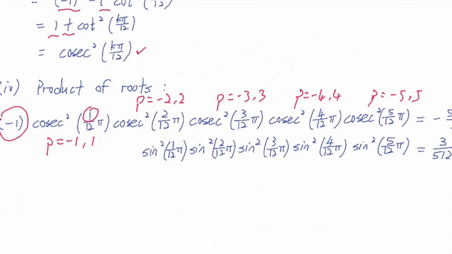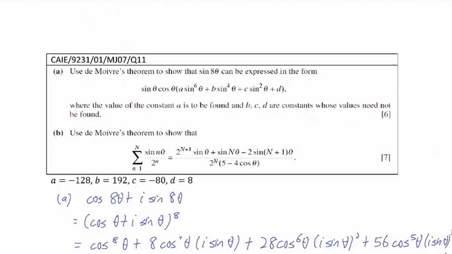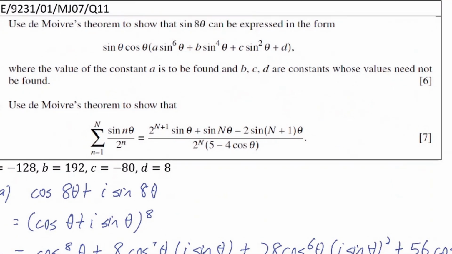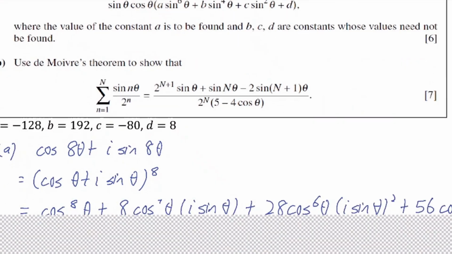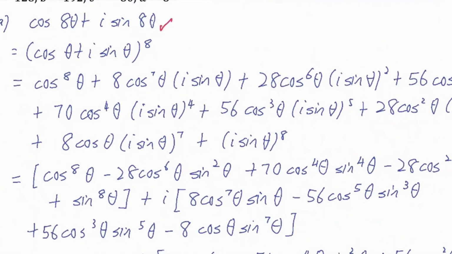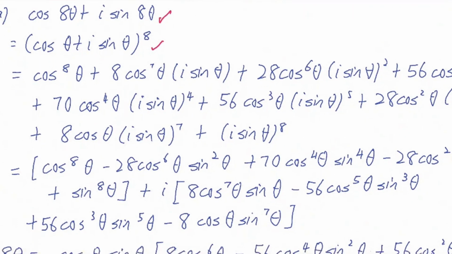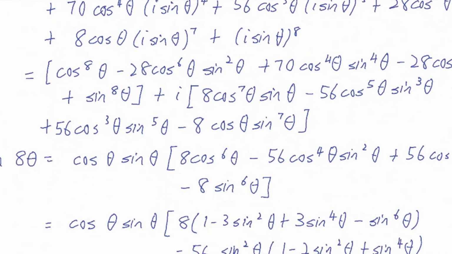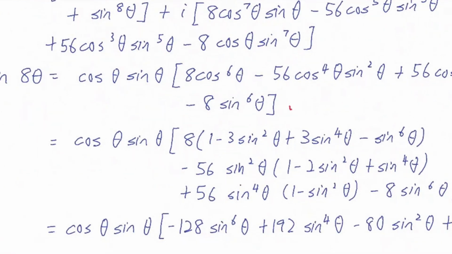Okay, so the thing that we are looking at for the next question here: use De Moivre's theorem to show that sine 8 theta can be expressed in this form. So basically, I'm not doing much about it. It's the usual stuff that we have been doing. Use De Moivre's theorem, start expanding, and then they want the imaginary part, which is the sine 8 theta. So we take the sine 8 theta from the imaginary term there. So this is what you see here.